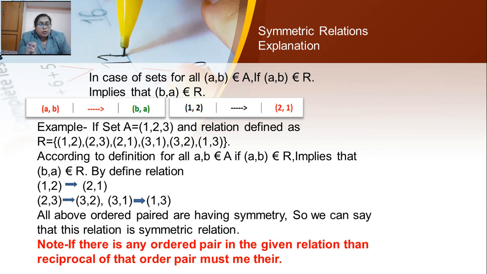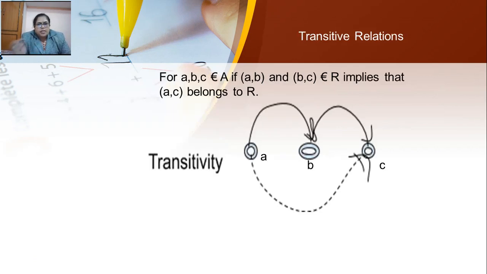Okay, and note this point: if there is any ordered pair in the given relation, then the reciprocal of that ordered pair must be there. It means in this example, whatever ordered pairs are given, all have their reciprocals. But if even one ordered pair does not have its reciprocal, then it is not a symmetric relation. Okay, now we have the transitive relation.